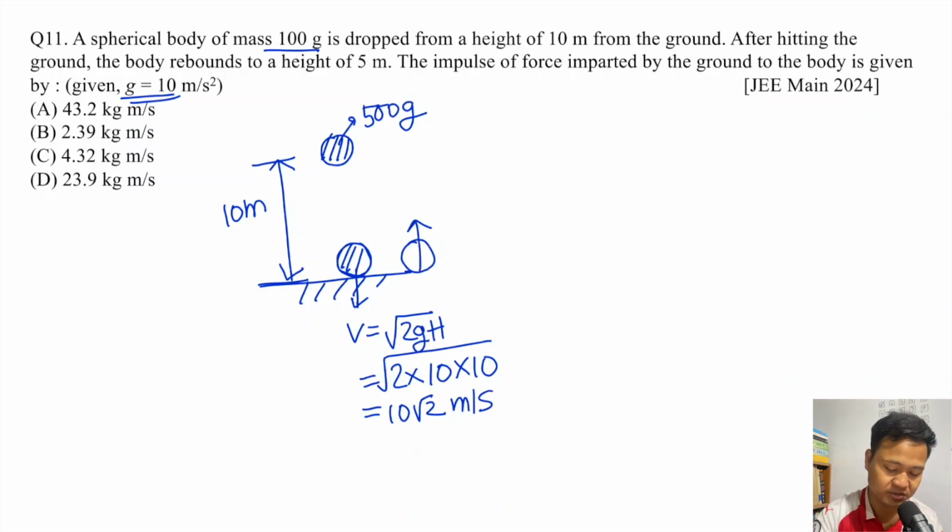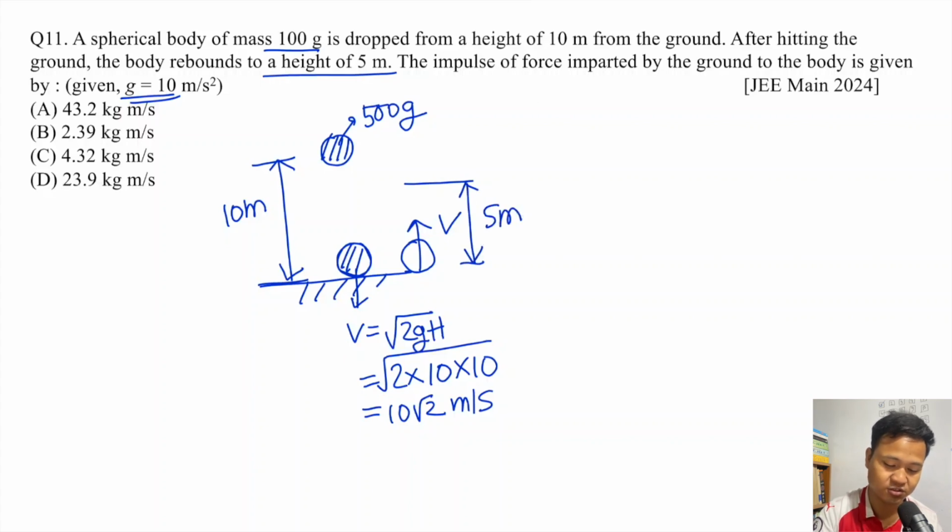So do you think the velocity will be the same? Here the collision is not elastic. Since the collision is non-elastic, some energy is lost here. So it will not go up with 10 root 2. So it will go up with some velocity, let's say v. Okay, then it rises to a height of 5 meters.